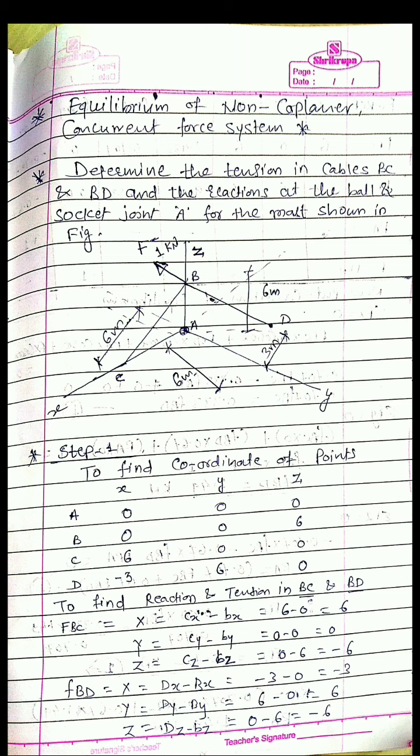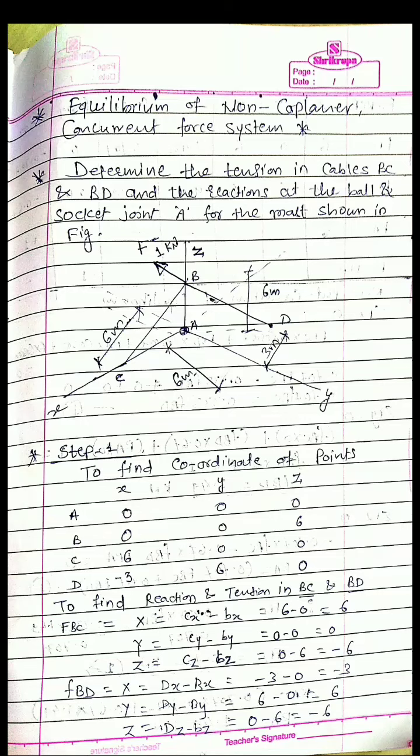In the last lecture, we covered numericals on the resultant of concurrent force system and non-concurrent force system. Here, see the example: determine the tension in the cables BC and BD and the reaction at the ball and socket joint A for the mass shown in the figure.